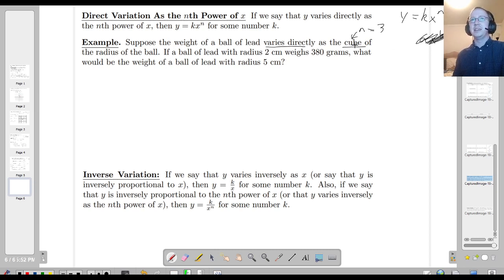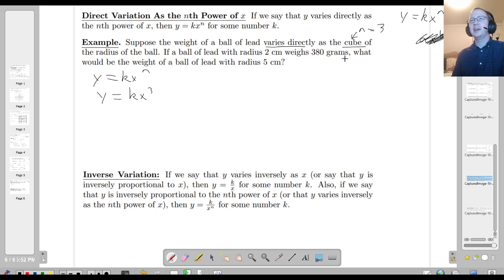So in other words, as the cube, the third power. When I set this up, it's going to be y equals k times x to the n. But I already know that n equals 3 for this problem, because it is the cube. We want to be on the lookout for those special words like the square or cube, those special power words. So we've got that set up. Let's plug in the things we have here. So radius of 2 weighs 380 grams.